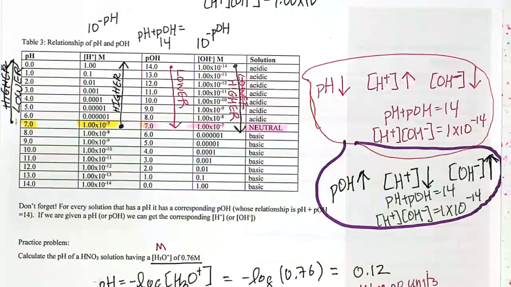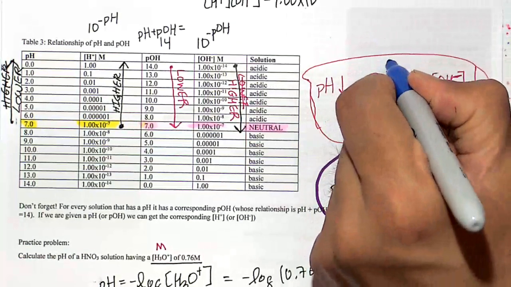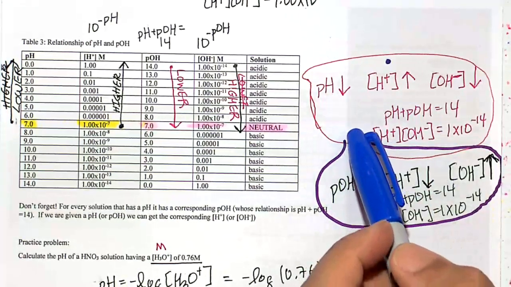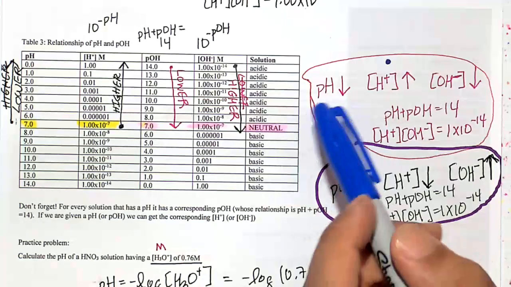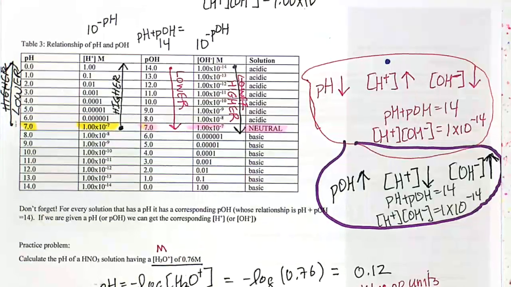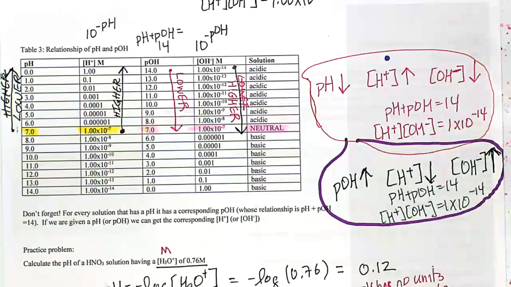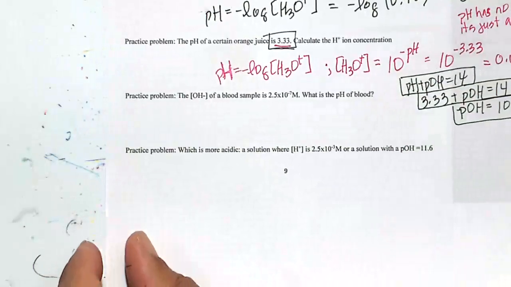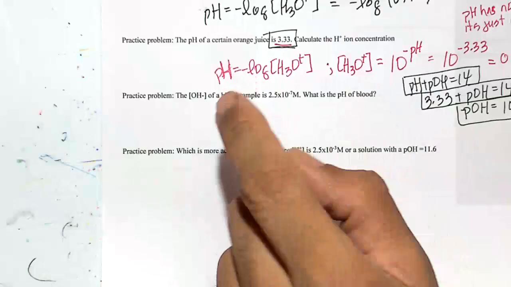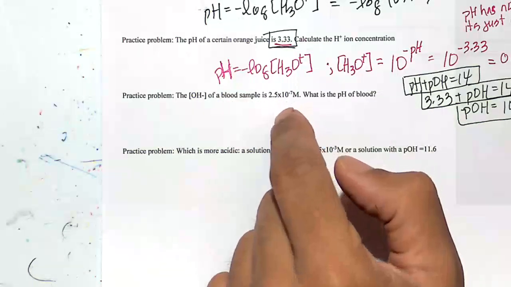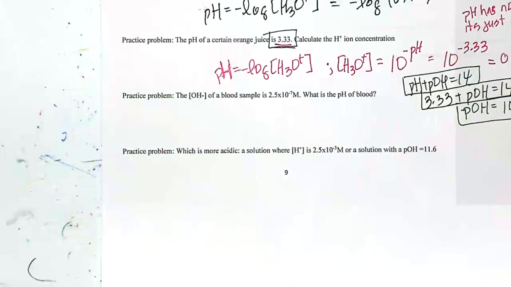Okay, we're usually a pH-centered universe, so this is what we should focus on. Okay, pH is lower, means it's more acidic. All right, let's just go back and do these problems. All right, the OH concentration of a blood sample is 2.5 times 10 to the minus 7. What is the pH of blood?